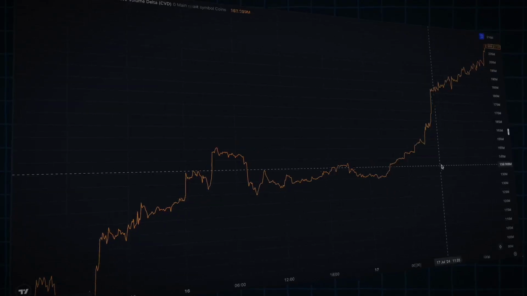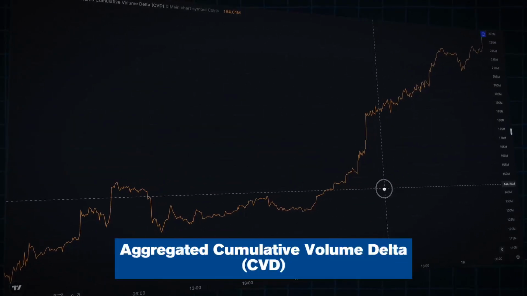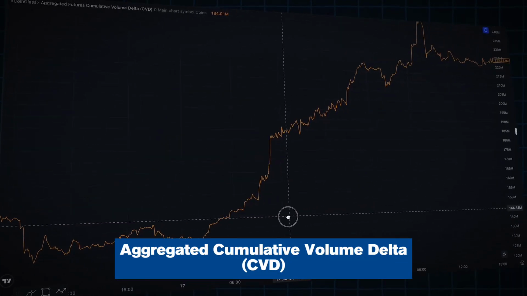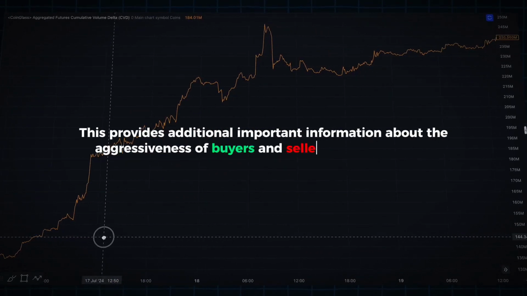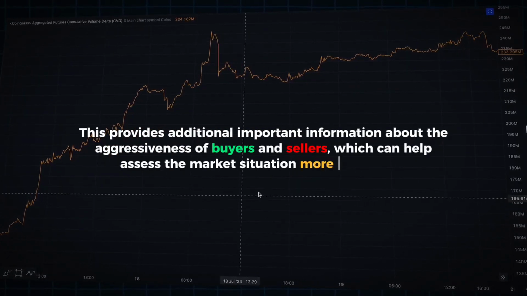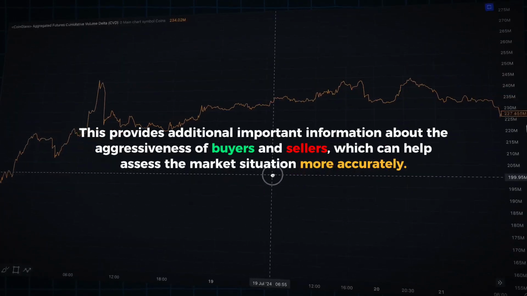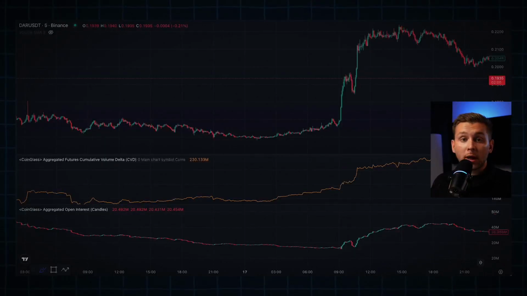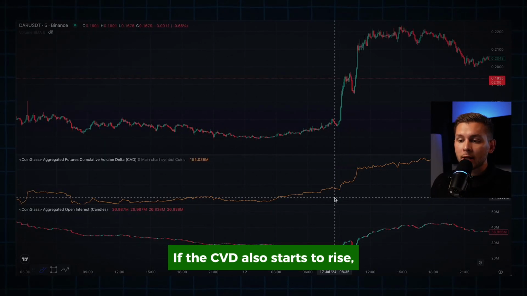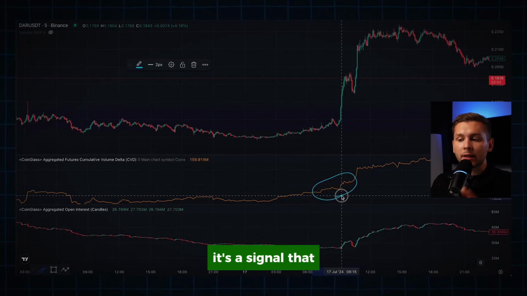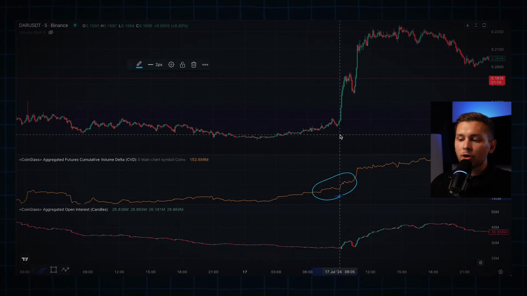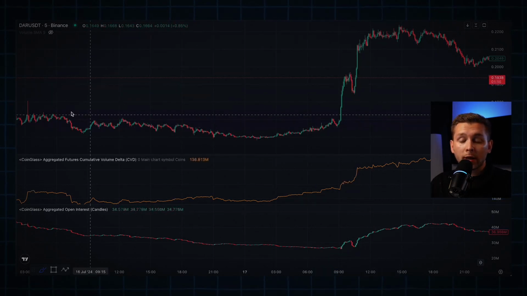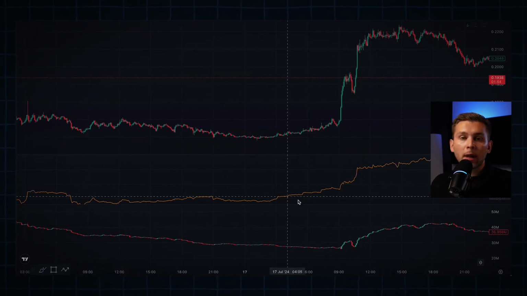However, I recommend using open interest in combination with the cumulative volume delta, or CVD. This provides additional important information about the aggressiveness of buyers and sellers, which can help assess the market situation more accurately. Same chart and situation. If the CVD also starts to rise, it's a signal that an aggressive buyer has appeared. This is another confirmation of a strong bullish trend and a good opportunity to open a long position.